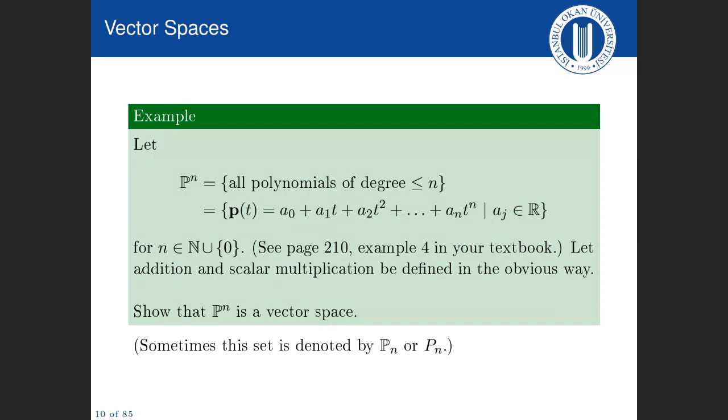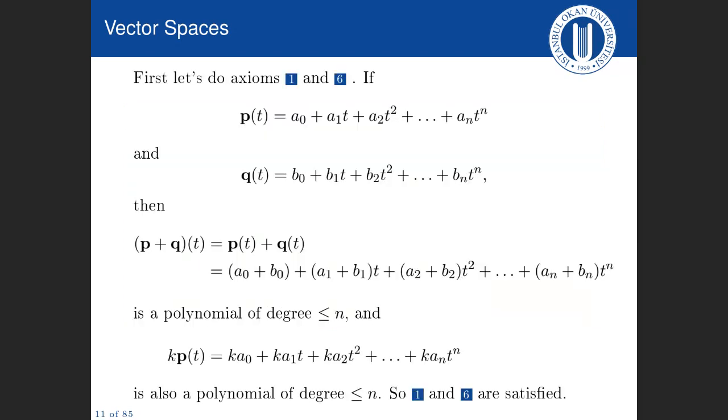So to show that this is a vector space, we need to prove that all 10 axioms are satisfied. Let's do 1 and 6 first.